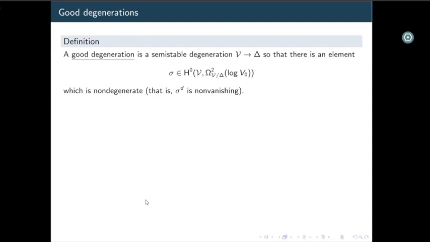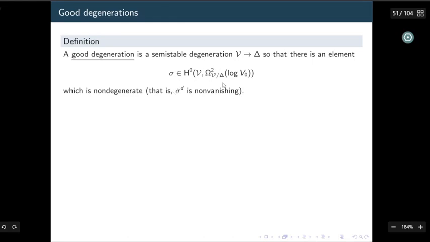So I want to be a little bit more strict about the type of degenerations that I look at in order to get nice components. So a good degeneration is a semi-stable degeneration such that there's an element sigma. This is mirroring the definition I gave before. This is now a relative log 2-form on the fibers of the map, which I probably should call pi, that can have log poles on the fiber over 0. And again, I require non-degeneracy.